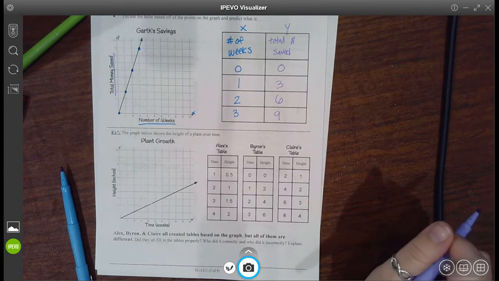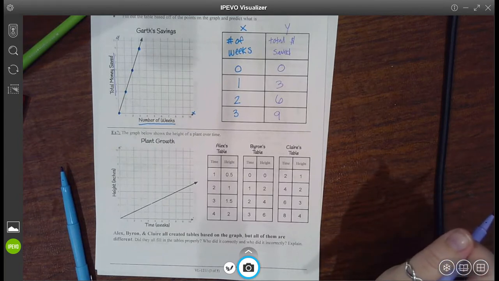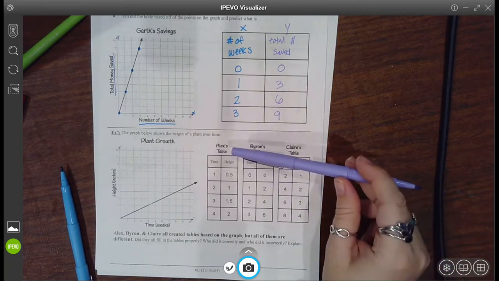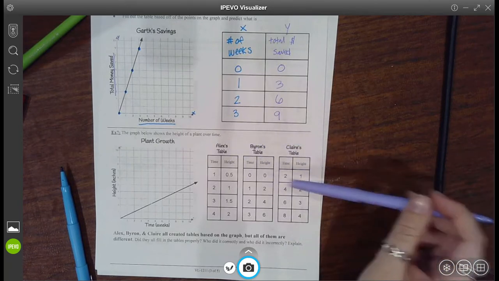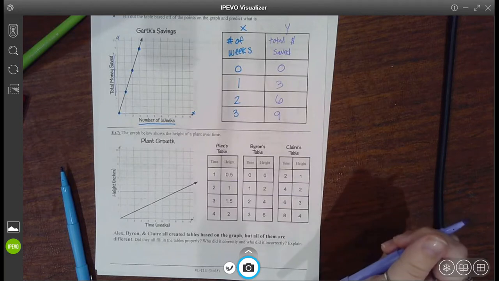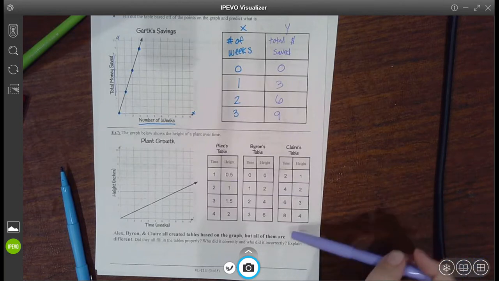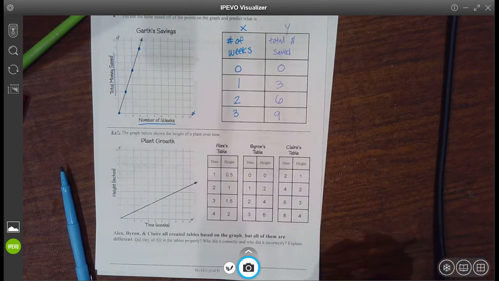Let's look at this one. It says the graph below shows the height of a plant over time. Alex, Brian, and Claire all made tables to represent this. However, all of them are different. So do they all fill in the tables properly? If not, who did it correctly and who did it incorrectly?